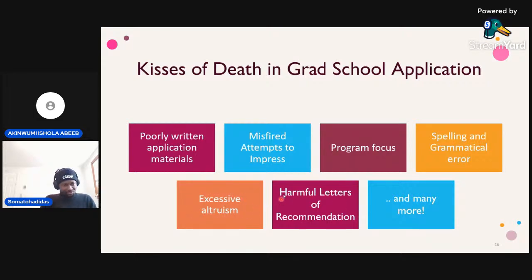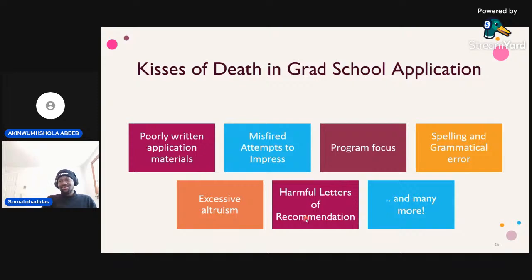Then there is this harmful letter of recommendation. I used to tell people, I also have a story. When I was in Germany, applying for a PhD, I started applying for PhD positions by the time I finished my first year of master's, because my master's program is 2 years. So I started applying shortly after I finished the first year. Then I reached out to someone to write a recommendation letter for me.